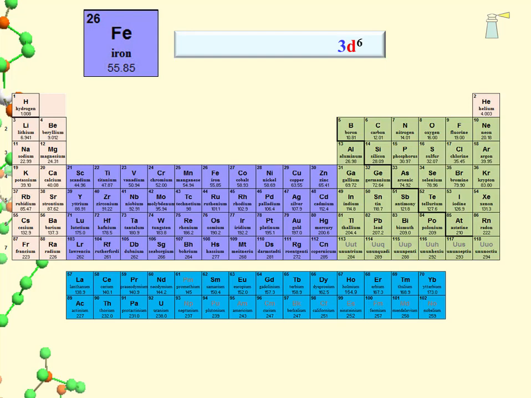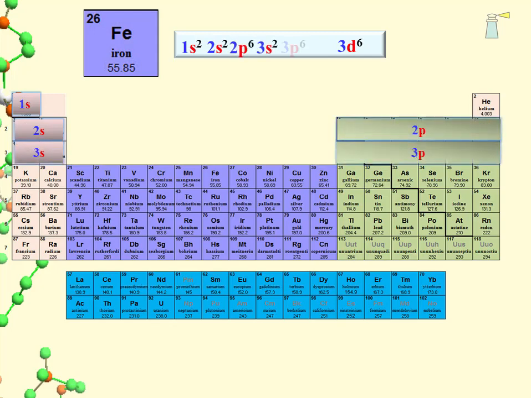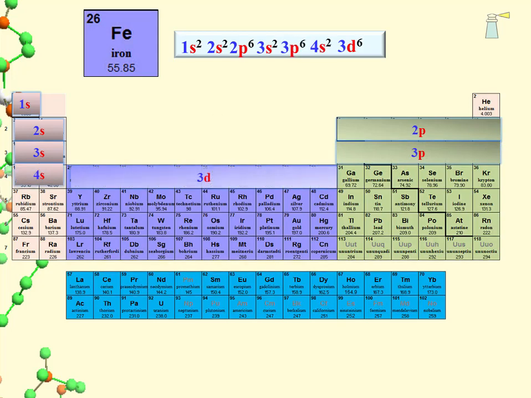We can finish the EC by listing those filled orbitals in order from lowest energy orbital, top left, to highest occupied energy orbital, 3d. 1s2, 2s2, 2p6, 3s2, 3p6, 4s2, and as found earlier, 3d6.